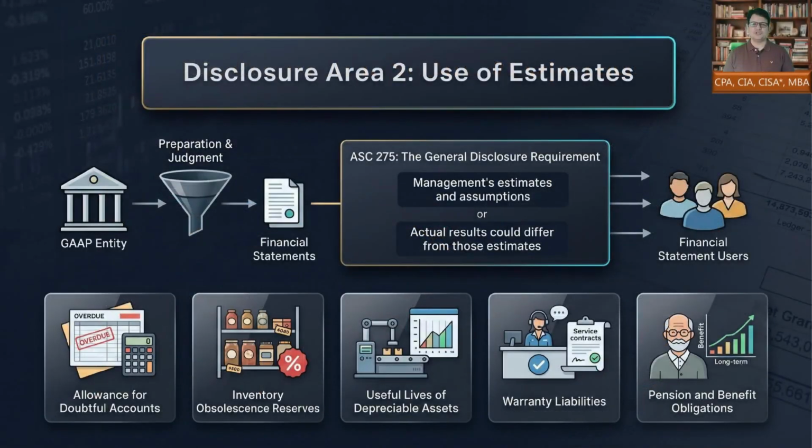The use of estimates disclosure reminds users that GAAP financial statements involve judgment. Allowances, reserves, useful lives, warranty obligations, pension assumptions, and many other amounts are not known with perfect certainty at the reporting date. Management estimates them using available information and reasonable assumptions. The disclosure should tell users that actual results may differ from those estimates. This is not an apology for uncertainty. It is honest financial reporting because accounting often measures the best estimate today, not the final outcome tomorrow.